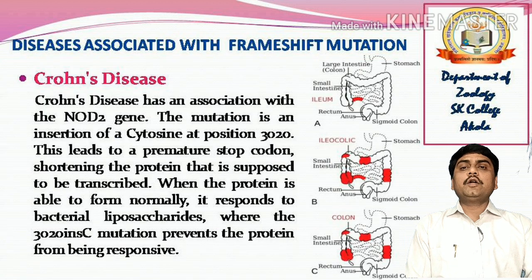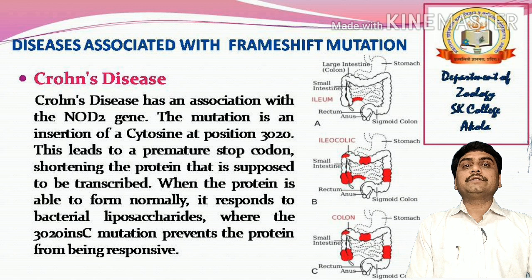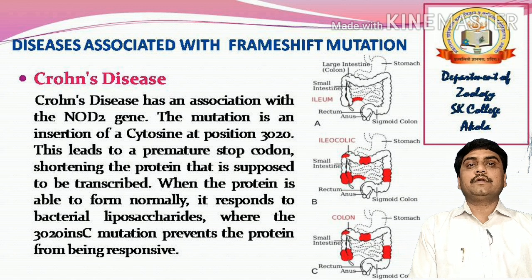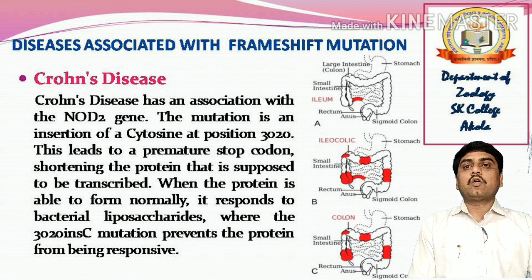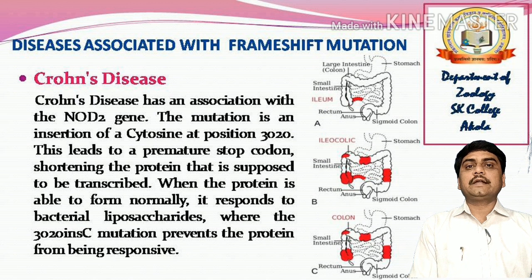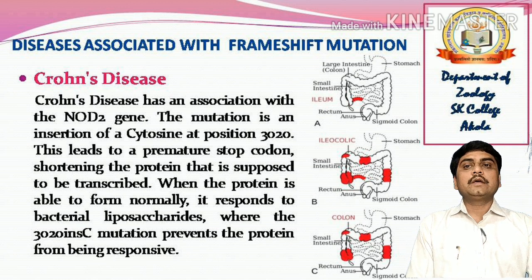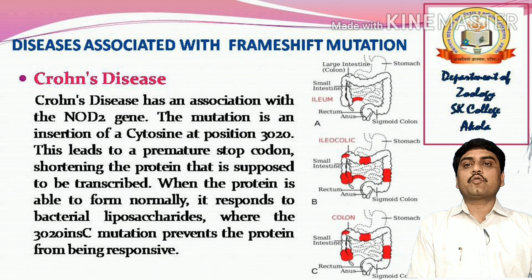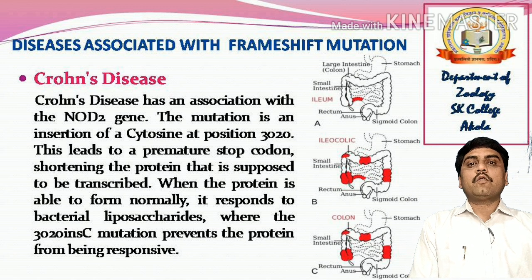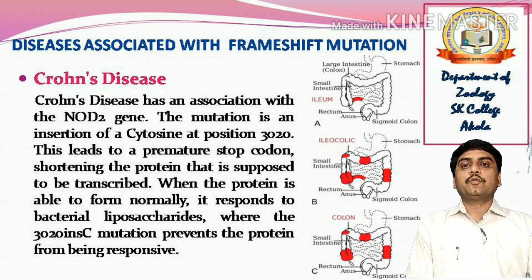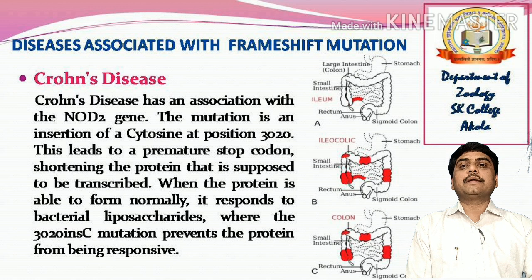Now we will discuss the diseases associated with the frameshift mutation. One is Crohn's disease. Crohn's disease has an association with the NOD2 gene. The mutation is an insertion of a cytosine at position 3020. This leads to a premature stop codon, shortening the protein that is supposed to be transcribed.